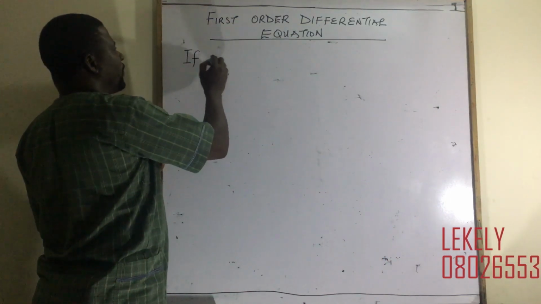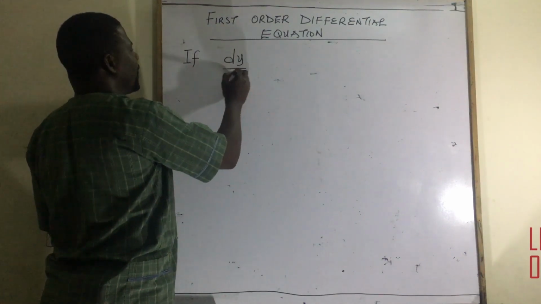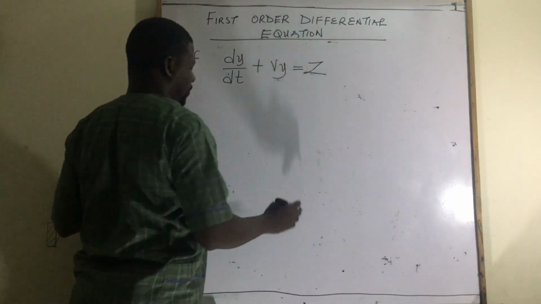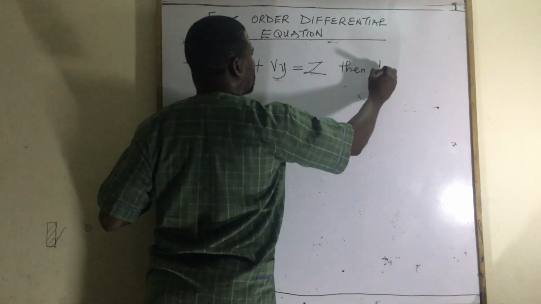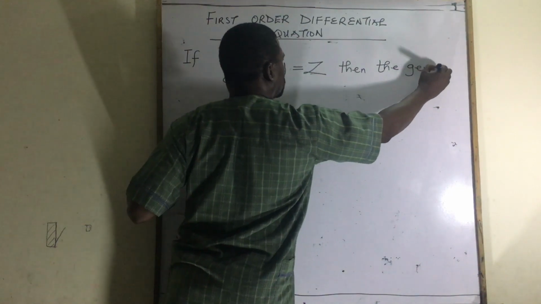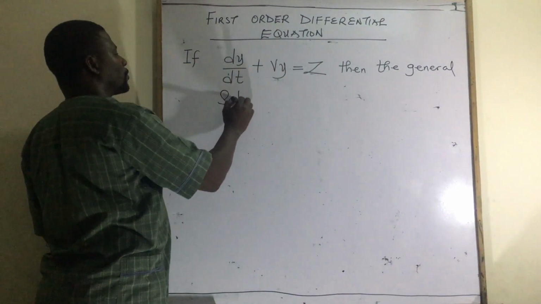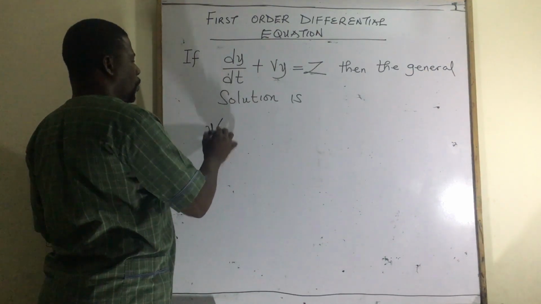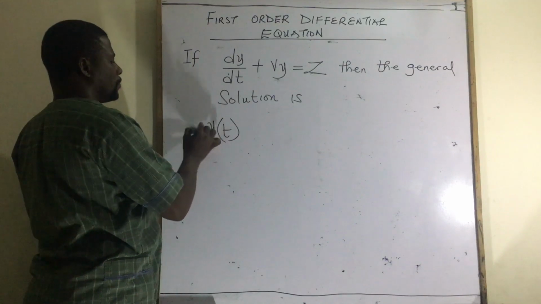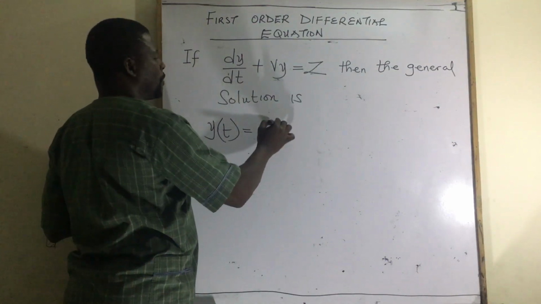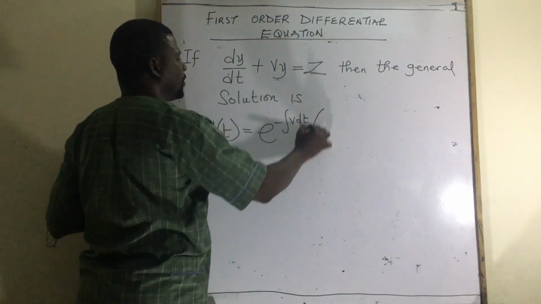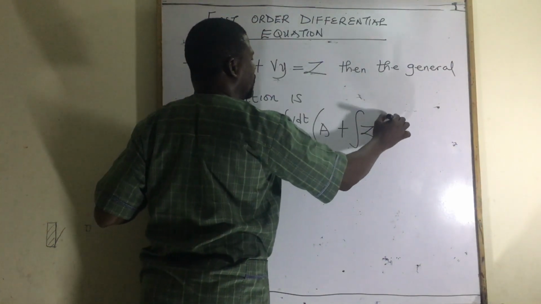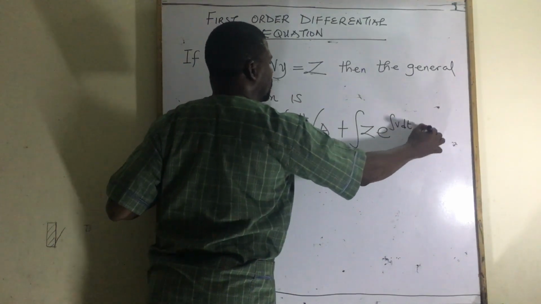For first order differential equation, it is saying that if dy/dt plus vy equals z, then the general solution is y(t) equals e to the power of minus integral of v dt, multiplied by A plus integral of z e to the power of integral of v dt, dt.